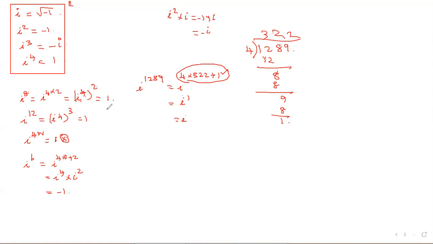So based on this, we are going to solve some sums.